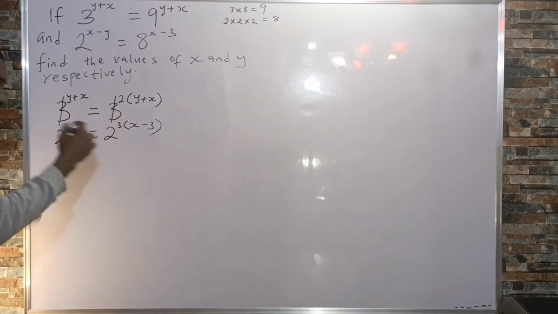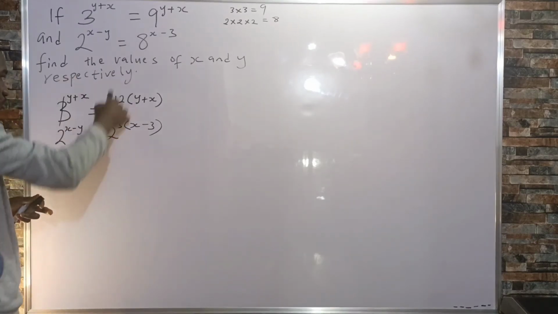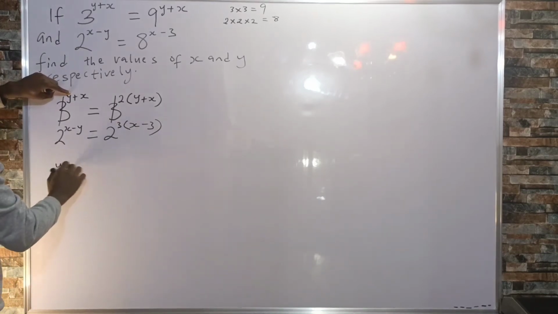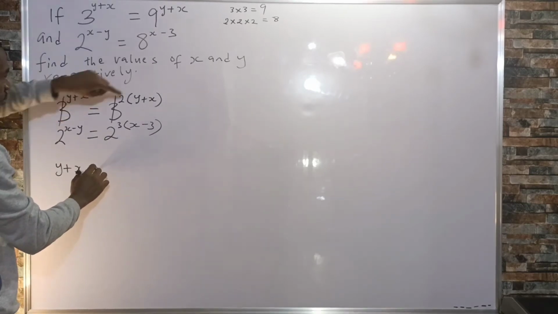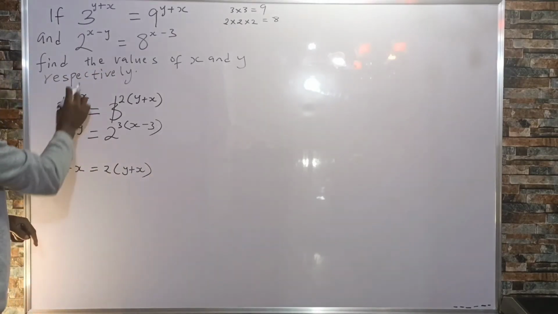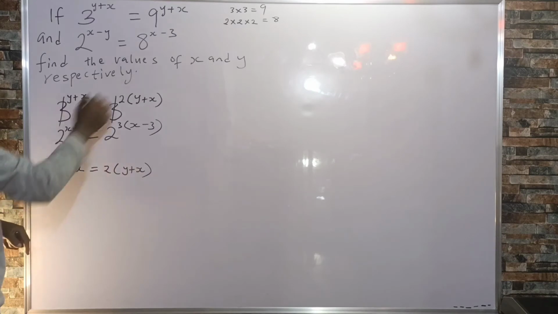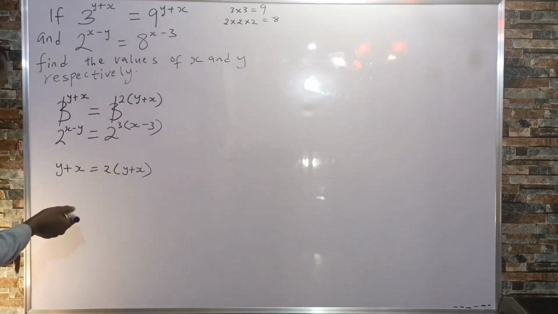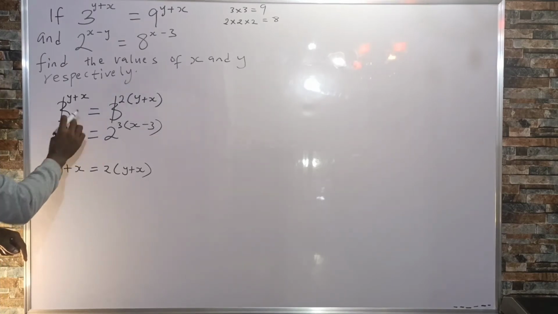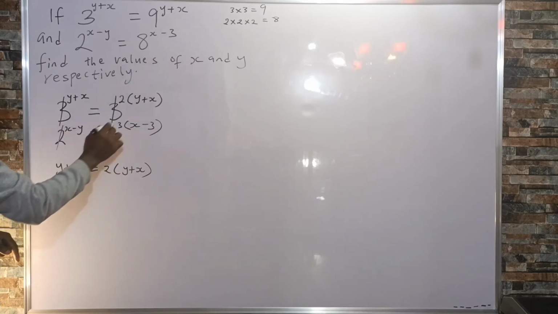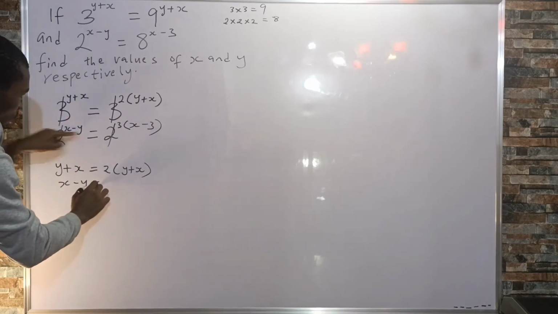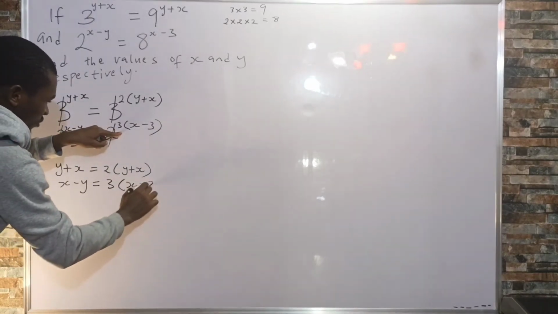Remember, to balance the equation, whatever you do on the left-hand side should also be done on the right-hand side. Then we are left with y plus x, and that is equal to 2 in bracket y plus x. Remember what I did? I equated their powers, and since their bases are the same, I eliminated their bases. Then coming here also, I have 2 as their bases, so they are the same. Then I will equate their powers by eliminating the 2's. Then I'm left with x minus y, and that is equal to 3 in bracket x minus 3.